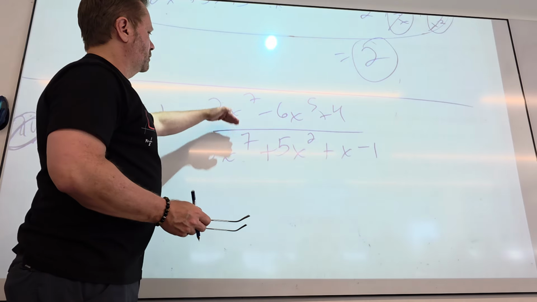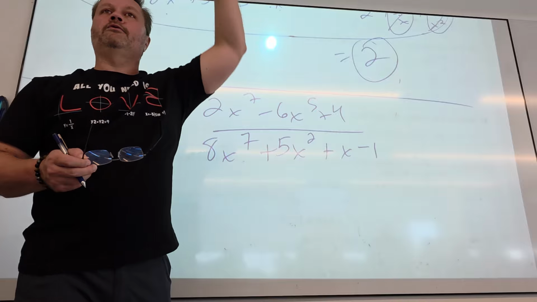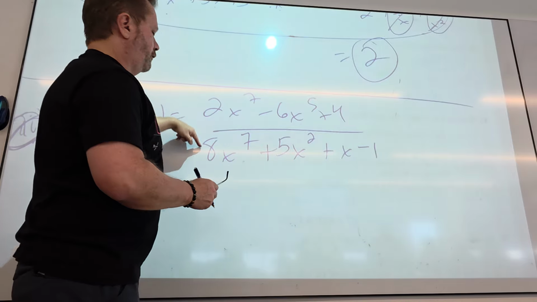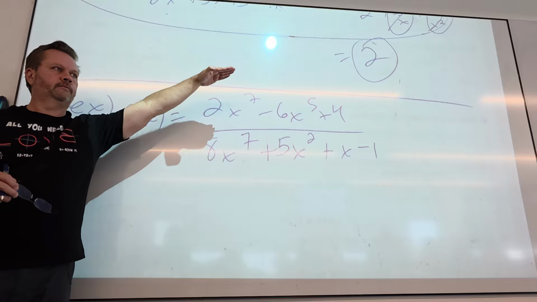So the highest degree terms are both 7th degree, so it's going lockstep. Neither the top nor the bottom is growing faster. So the end result is 1/4. There will be a horizontal asymptote at y equals 1/4.